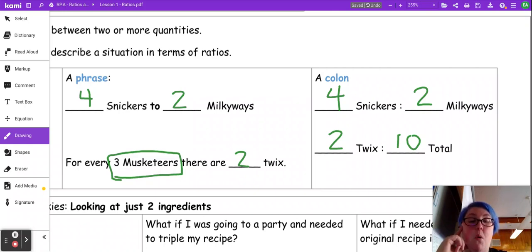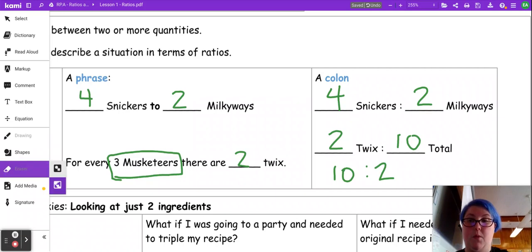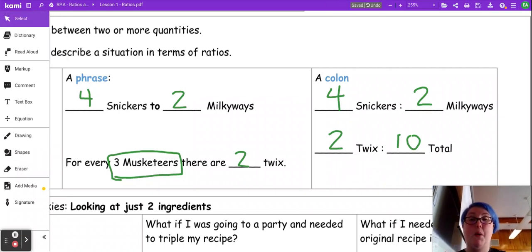Now, this is really important that we don't write it the other way, because if we wrote 10 to 2, that means something very different. That would be for every 2 candy bars, 10. It doesn't work the same way. So when you are writing these ratios, it is really important that you have the correct number in the correct place.